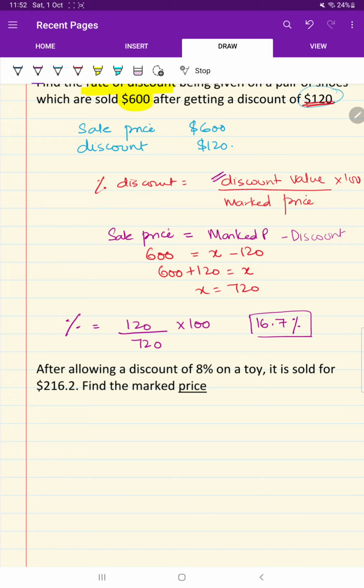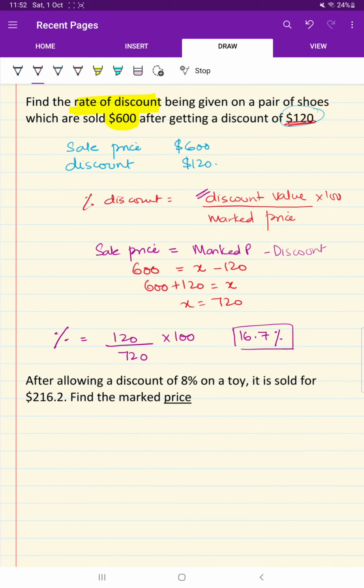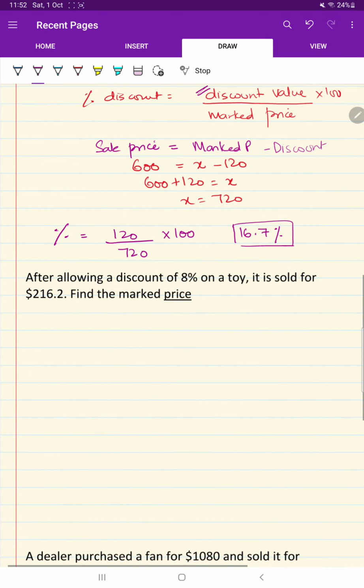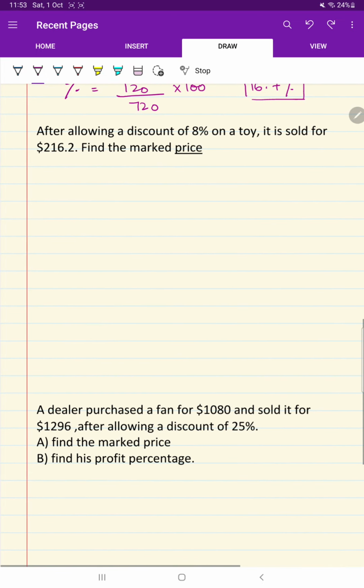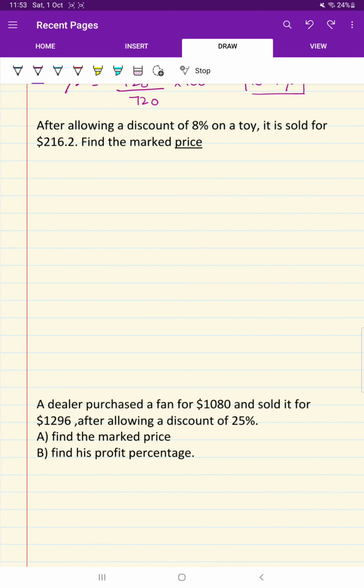If you want to do it in the ratio form, we can do that also. Let's do it that way then. Okay, for the next question, we can use the ratio format also, but let's start with it. Alright, the question says after allowing a discount of 8% on a toy, it is sold for 216.2. Find the marked price.